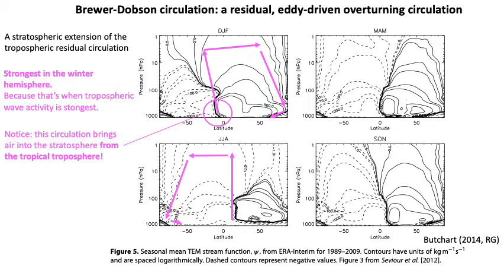And so one really important thing to notice is that this circulation is actually bringing air into the stratosphere from the tropical troposphere. So you often might think of the stratosphere as being just this layer of air above the troposphere, but they interact. And this Brewer-Dobson circulation, this residual overturning circulation, is actually the mechanism by which air from the troposphere enters the stratosphere, and it does so via the tropical troposphere.